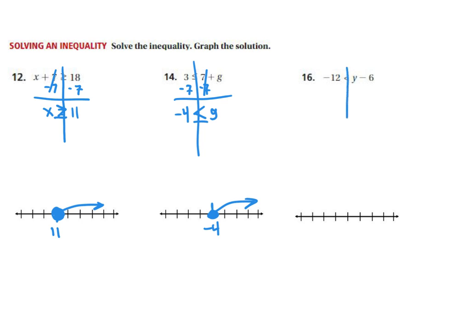And then for number 16, we will add 6 to both sides. So we have y. Negative 12 plus 6 is negative 6. So I'll plot our point negative 6. And y is greater than, but not equal to, so the circle stays empty.